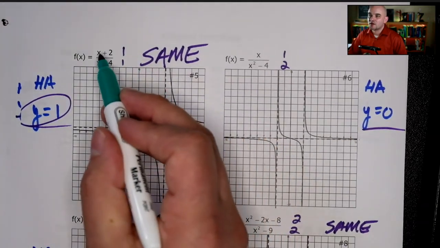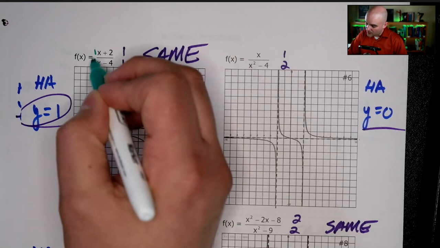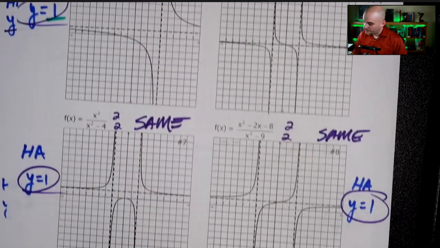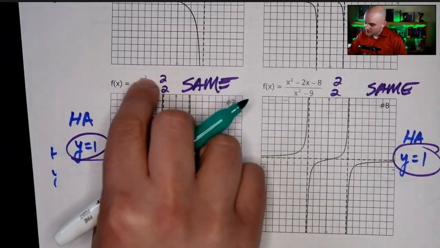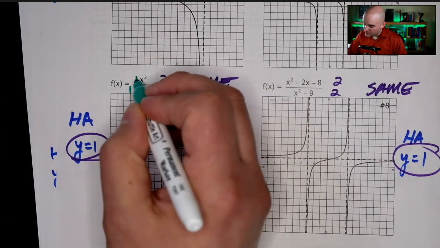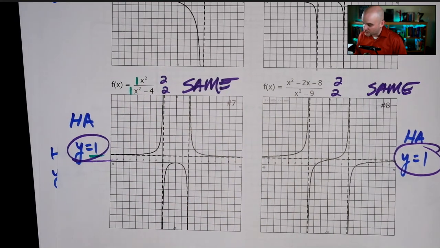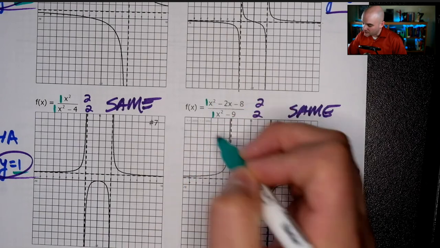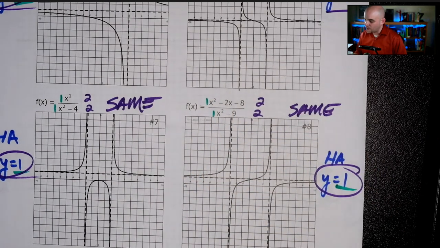This one, the coefficients are 1 over 1, which equals 1. Boom. This one below it, we've got the ratio of the coefficients is 1 over 1, which equals 1. This one, the ratio of the coefficients is 1 over 1, which equals 1.